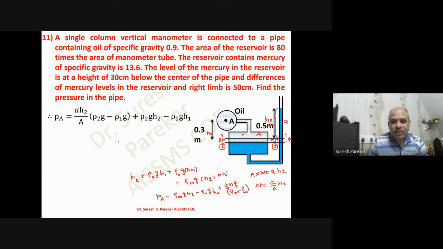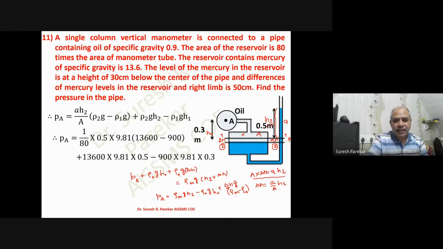So this is the first term. Then we have rho 2 G H2, so I have rho mercury G H2 and then minus rho oil G H naught. So we have this value, and then we are going to substitute these values. This H2 we have to keep in mind: the liquid in oil comes downward by this value, and therefore this H2 will be increased in your right limb. And therefore we are in a position to write down this equation.